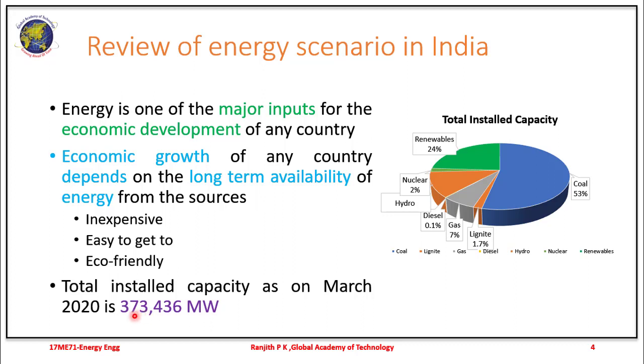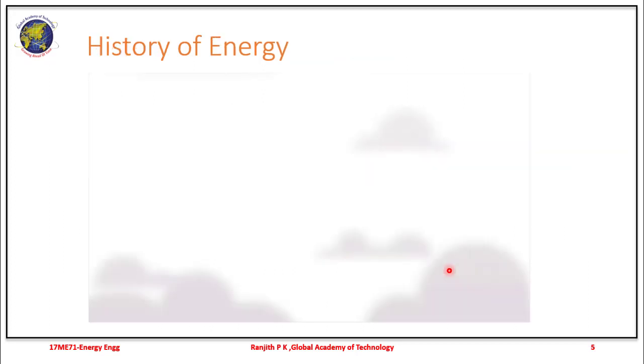As of March 2020, our country's installed capacity stands at about 3.7 lakh megawatt, that is 3,70,000 plus megawatt, and coal has been the biggest contributor for this, amounting to 53%, renewables accounting for about 24%, nuclear 2%, then gas at 7%, then diesel amounting to 0.1%.